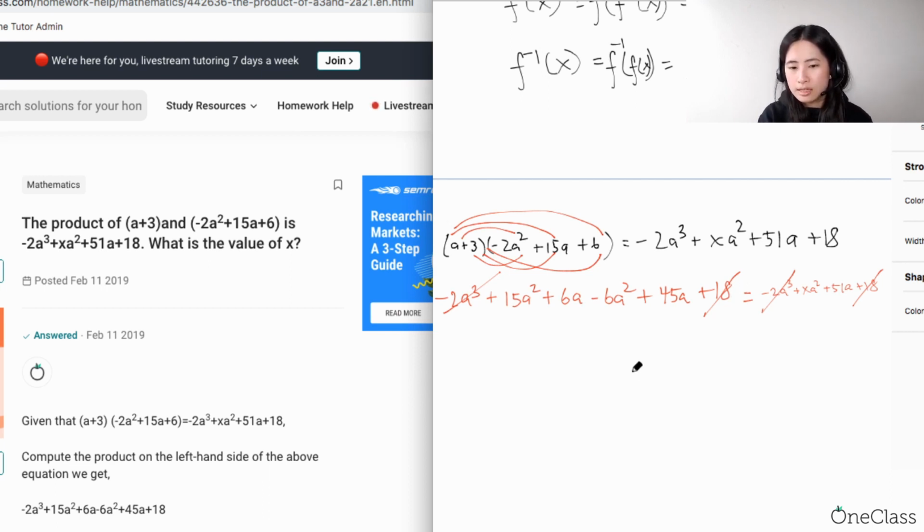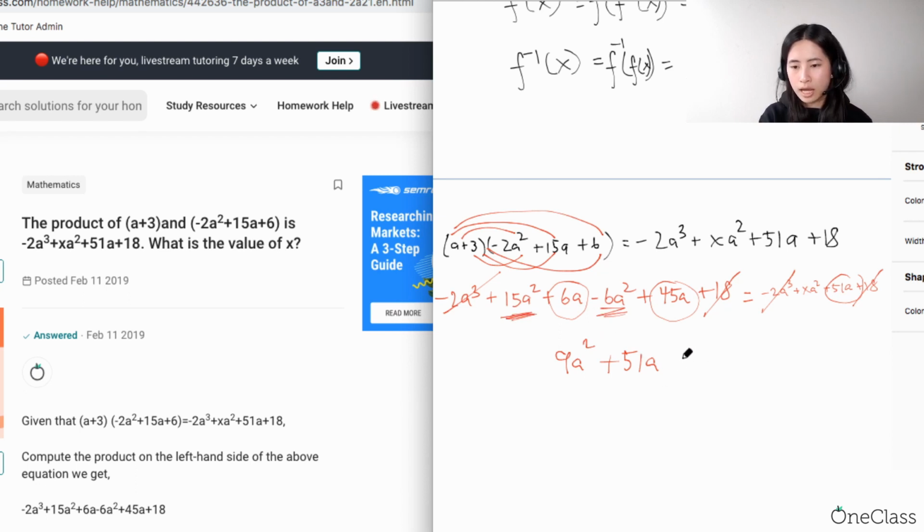Now if you look at 51a, so that's right here. What else? You have 45a and you have 6a, right? So maybe we can add 45 and 6. So 45 plus 6 is going to be 51a. So these two actually add up to 51a, right? Maybe we can write that. And then we have this 15 minus 6, so that becomes 9a squared, right? So these two are like terms.